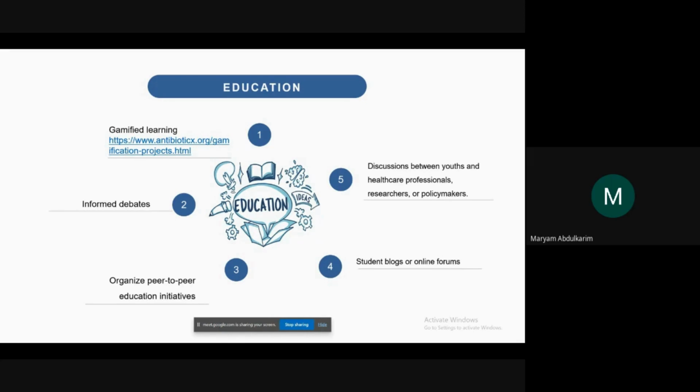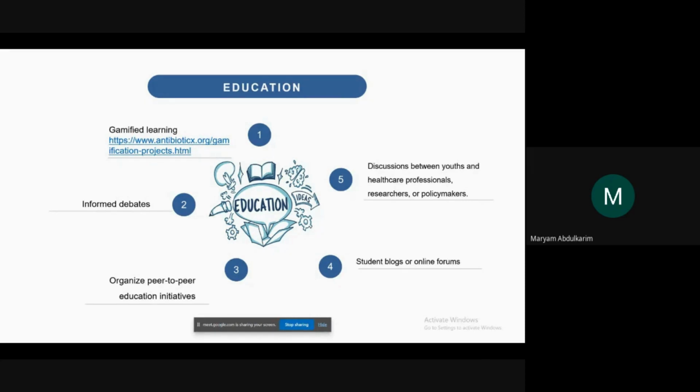And we can also encourage informed debates, even within our groups, even within our organizations. Debates can be about ethical issues surrounding AMR, or the effects and dangers of over-the-counter medication, because that's something that is rampant around Africa, especially in Nigeria. Or we can even bring in policy. We can utilize policy issues surrounding AMR in our country.